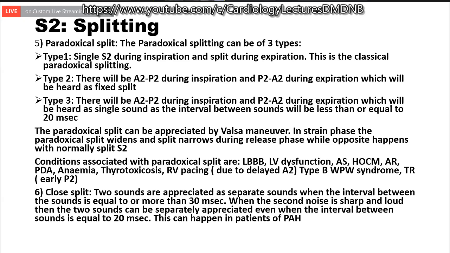In Valsalva maneuver, when you are doing the strain phase, what happens to venous return? Decreases. Well, venous return on the right side decreases. So what will happen to P2? Early closure. P2 becomes early. So in a person with paradoxical splitting, when P2 occurs earlier, what will be the pattern? P2, A2 is there already because of the paradoxical splitting. P2 is becoming earlier. What will happen to paradoxical splitting? Split narrows.